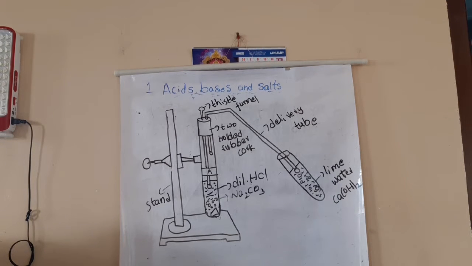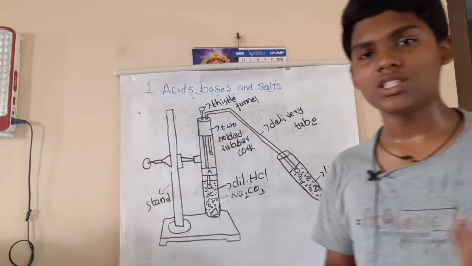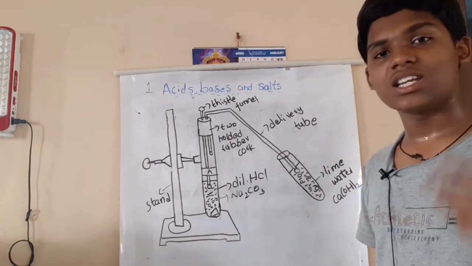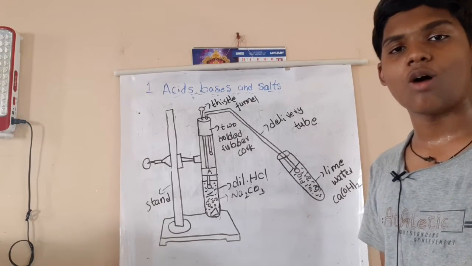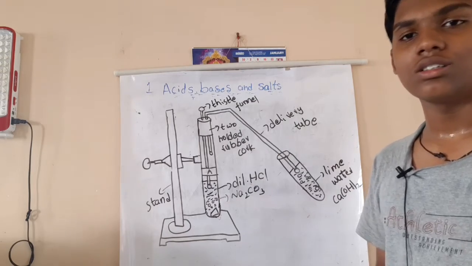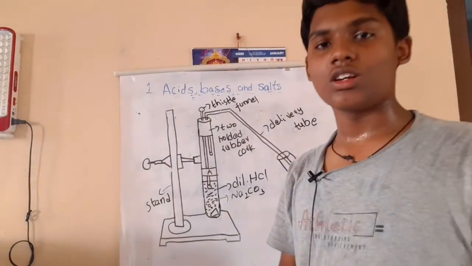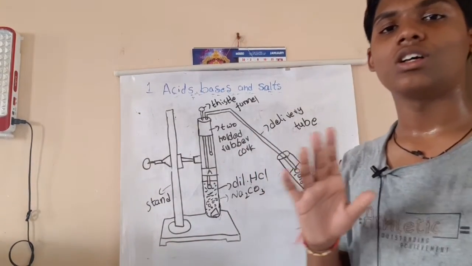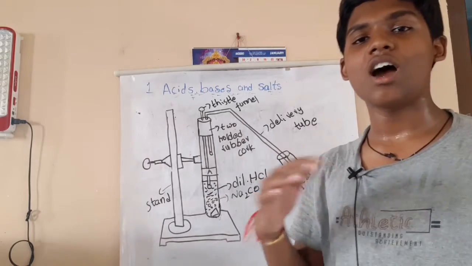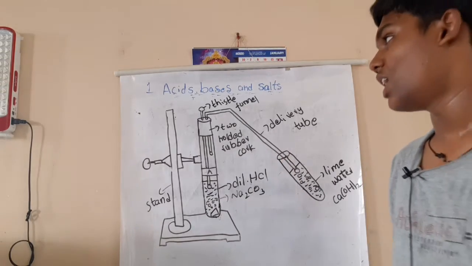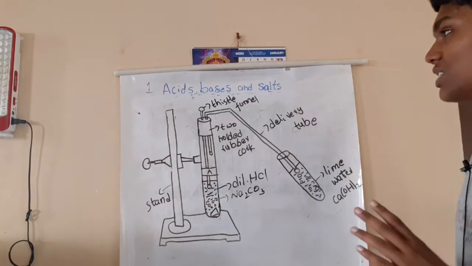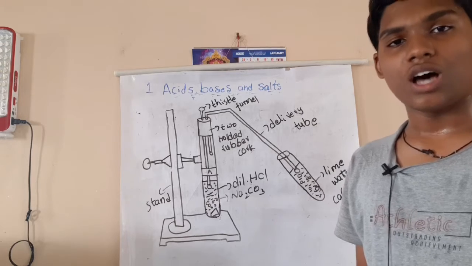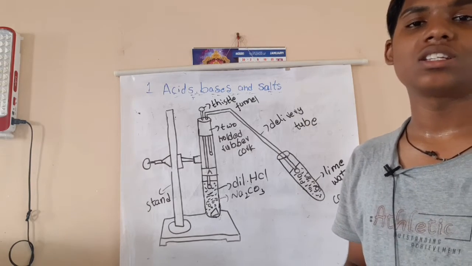Okay. Now, what happens after some time? We will discuss. Acids react with metal carbonates to form salt, then water, and carbon dioxide gas is released. This is how acids react with metal carbonates: they form salt, water, and carbon dioxide is released.